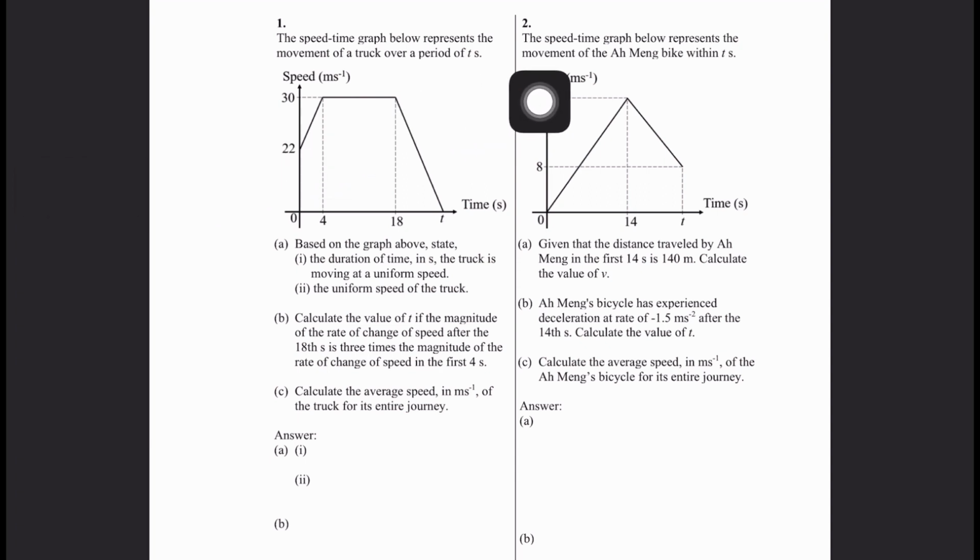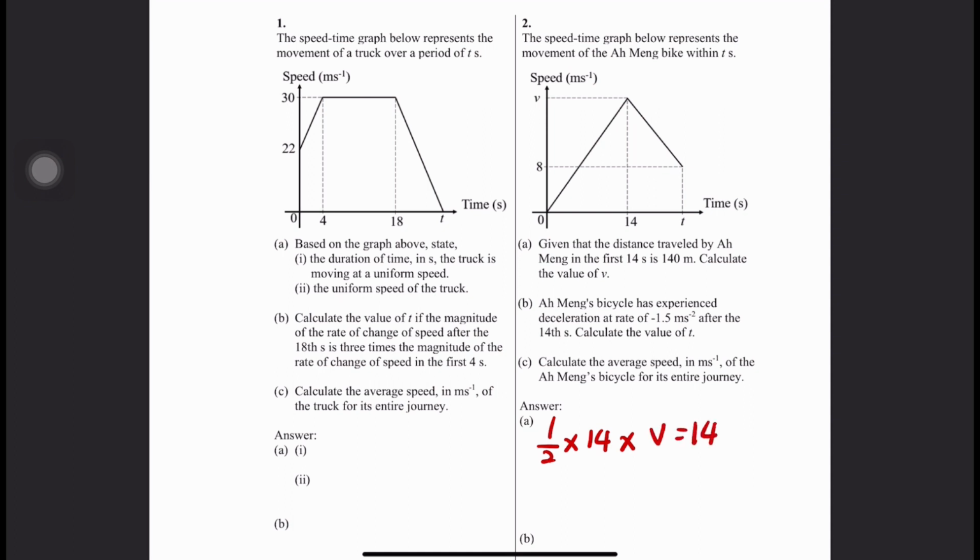Question number 2. The speed-time graph below represents the movement of Ameng's bike within t seconds. This is the movement. Given the distance travelled by Ameng in the first 14 seconds, which means this area, is 140 meters. Calculate the value of V, here at the top. We know the area of the triangle is 140. So 1/2 times base 14 times height V equals 140.